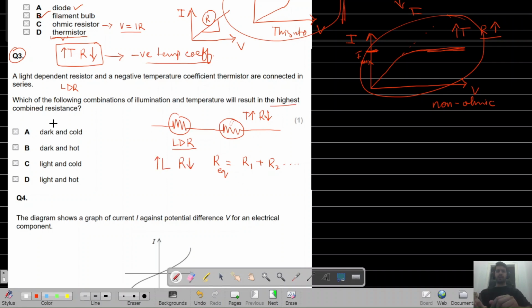So to get the highest combined resistance, because they are connected in series, we want to maximize this resistance and also this resistance. So how can we maximize the resistance of LDR? We can maximize it by reducing the amount of light, which means by making it dark. So we can see dark in the first and in the second option. Now to maximize the resistance of thermistor, we want to decrease the temperature so that the resistance can increase, right? So we want the resistance to be cold, not hot. This is wrong. So the correct option must be A.